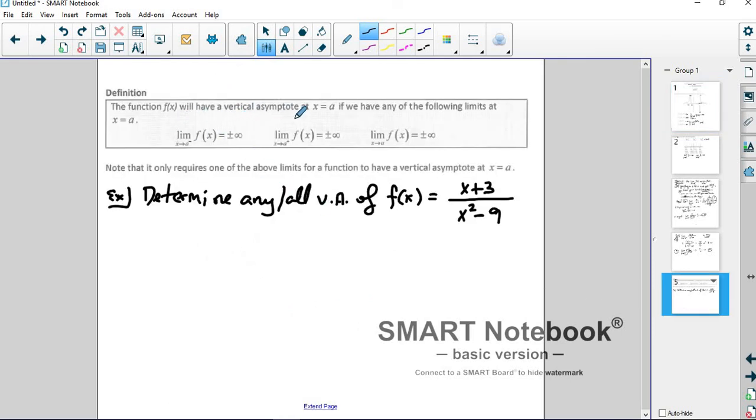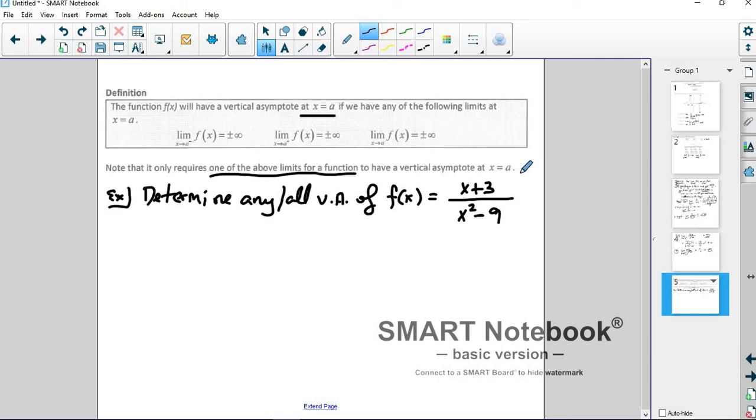The function f will have a vertical asymptote at x equal a if we have the following limits at a. The limit as x approaches a from the left, plus or minus infinity, from the right, plus or minus infinity, or the whole limit, plus or minus infinity. Notice that it only requires one of the above limits for a function to have a vertical asymptote.